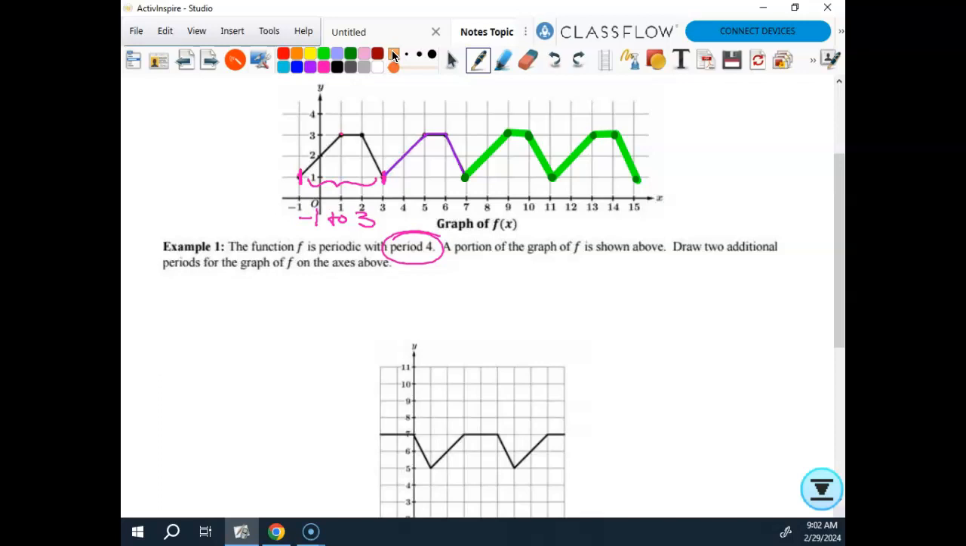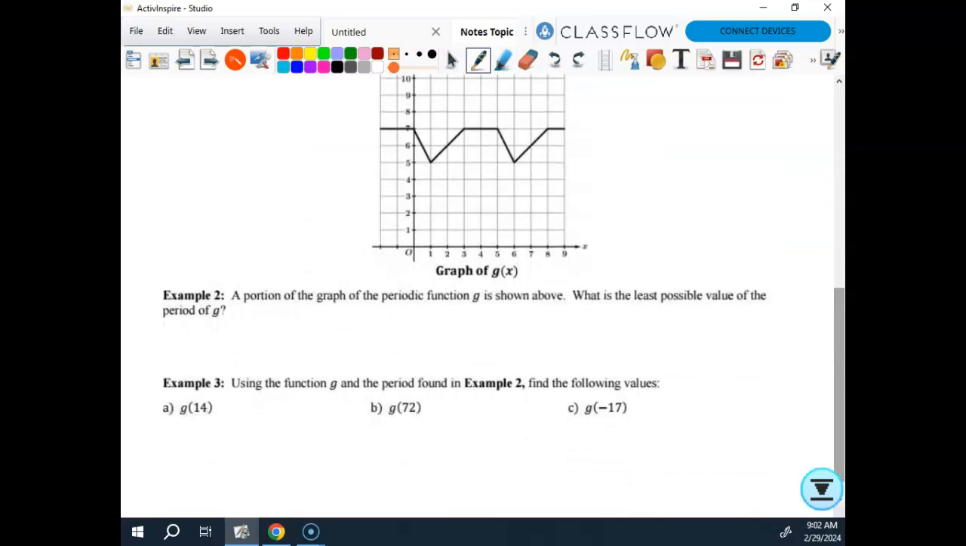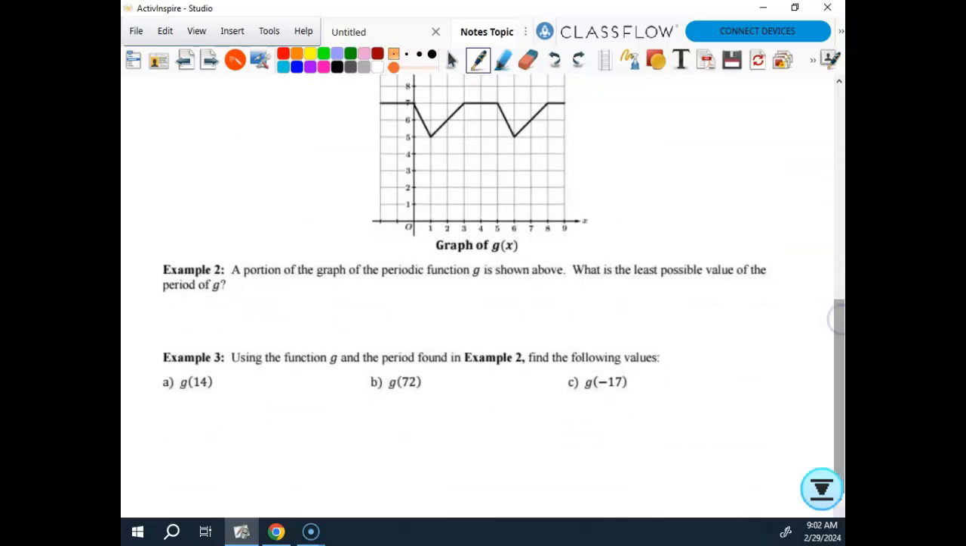Now, let's look at this next one. It says a portion of the graph of the periodic function g is shown above. And here's where that wording comes in. What is the least possible value for the period of g? So, remember, I could start this anywhere.